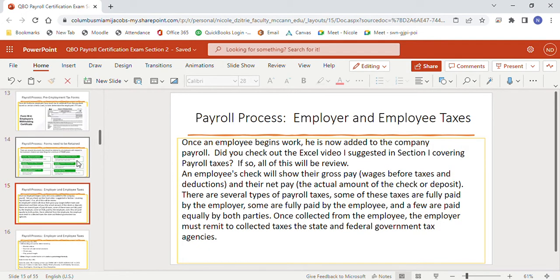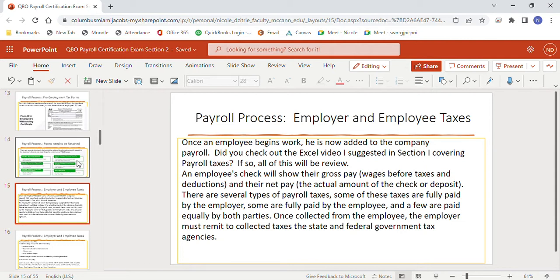Once an employee begins work, he is now added to the company payroll. And then I stop and ask you, did you check out that Excel video? The only thing that's not up to date in that Excel video is they have changed the FUTA. The FUTA tax rate is 6% now. So that's the only thing that's out of date, but everything else is up to date.